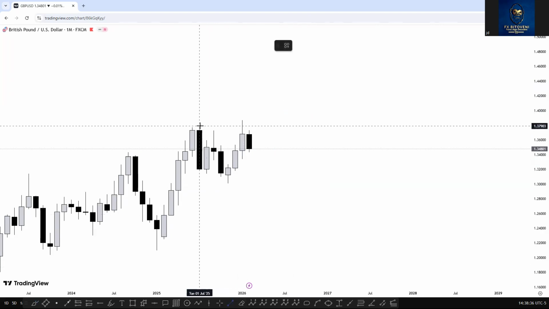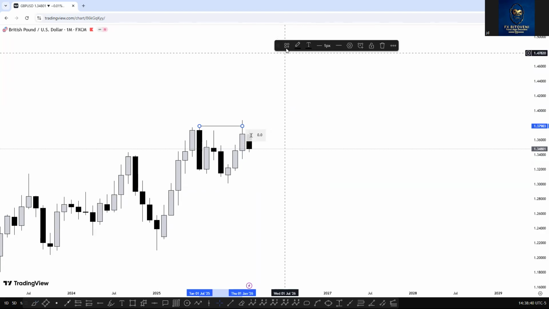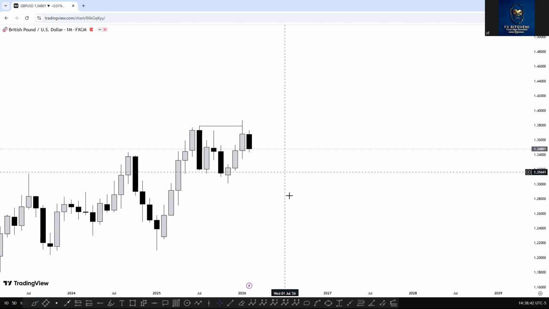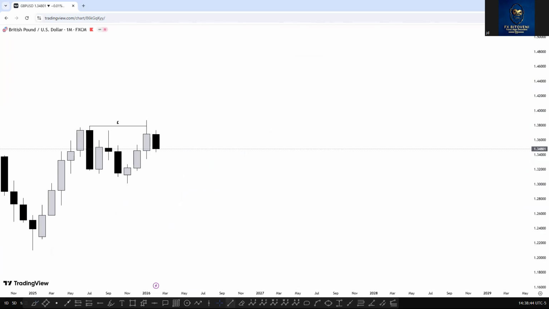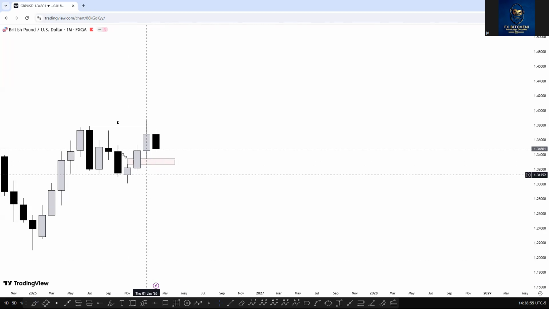your focus should be this area was taken. The area was taken. Now you must mark this key level, this imbalance, and then you mark also this key level. They're in the same level.